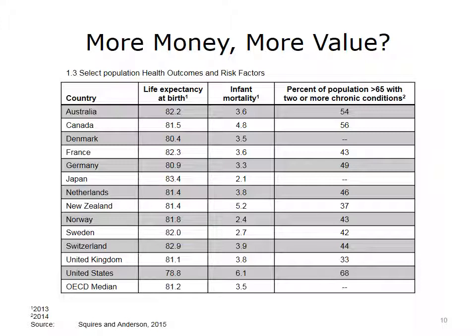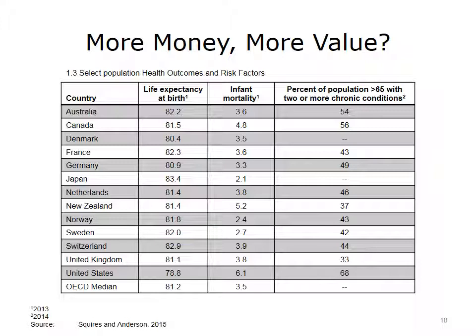This table shows U.S. health outcomes compared to the same 12 nations, which spend less money than the U.S. In the first column, for average life expectancy, the U.S. has an average life expectancy of 78.8 years. Those in the U.S. are not living longer lives compared to those other countries.